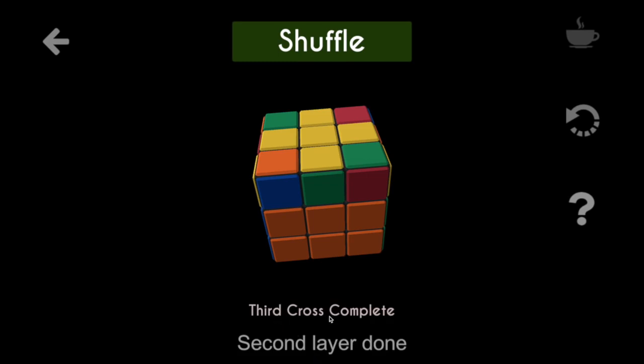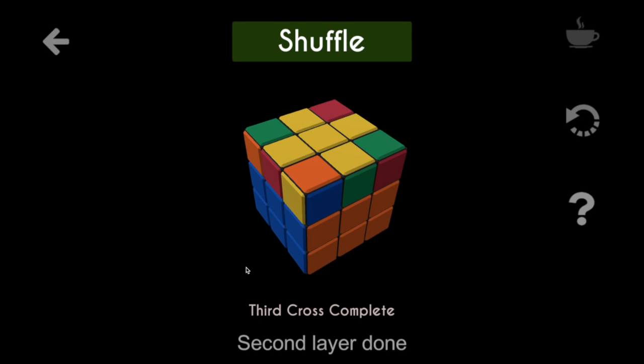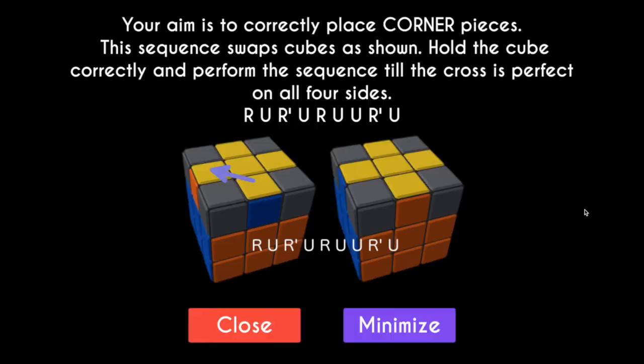So now this says the third cross is complete. We were very unlucky here because most of the times we need to apply the sequence either once or at most twice. Now we had to apply it 3 times. So since the cross is done, what is the next step? Let's find out.